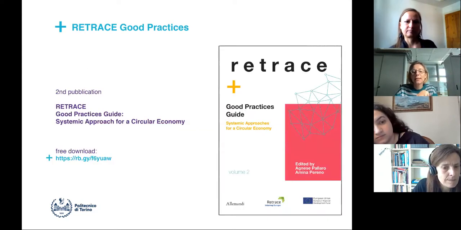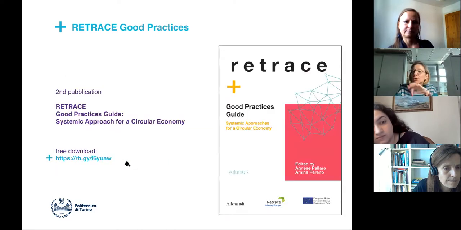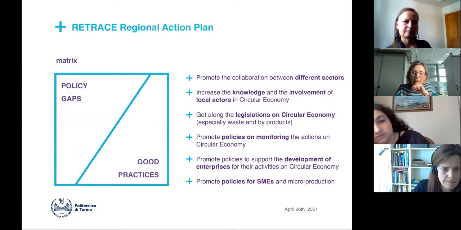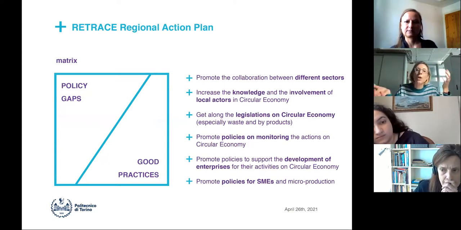Each good practice is analyzed with the technical details, the project analysis, and the policies analysis too. Also in that case, the volume is free to download on the website. The last part is related to the regional action plan, where we did a matrix that crosses the good practices with the policy gaps in order to define the regional action plan.